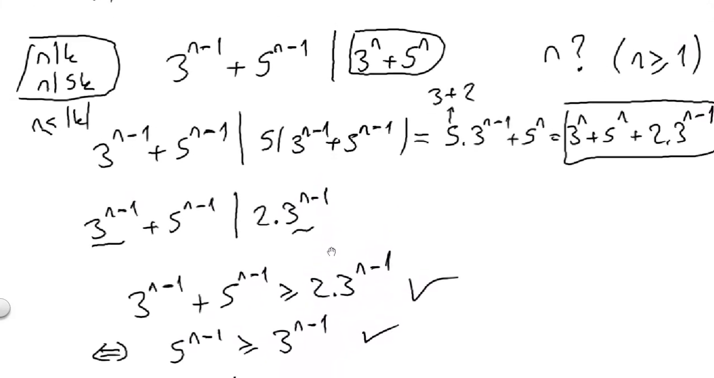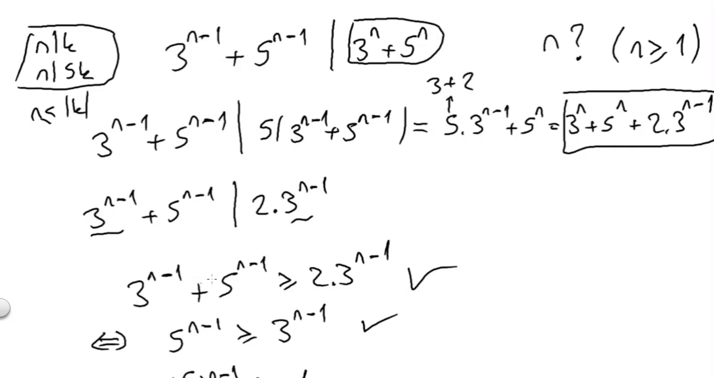So here what we found is that n divides k, but n is bigger or equal than k. Well, this is not possible. Okay, this is a... I forgot the word. This is a contradiction. And so therefore we can say that this is not going to hold.